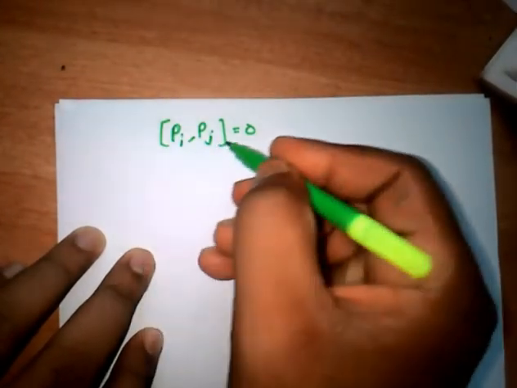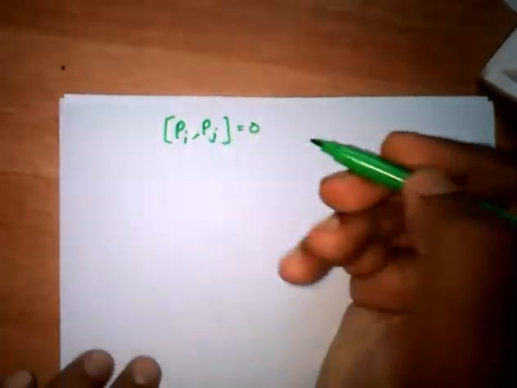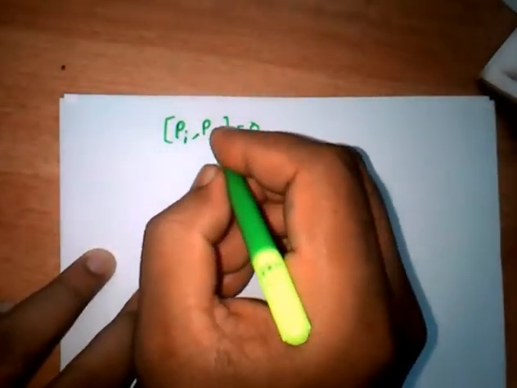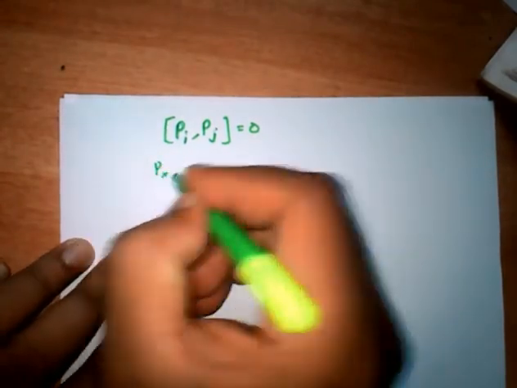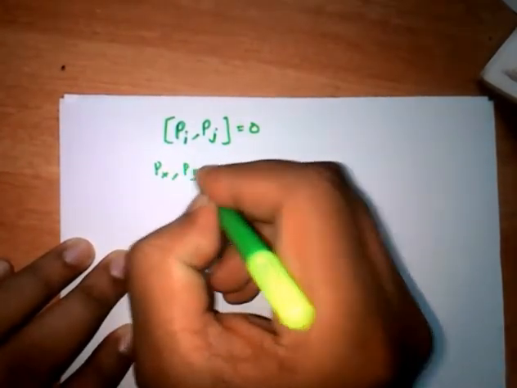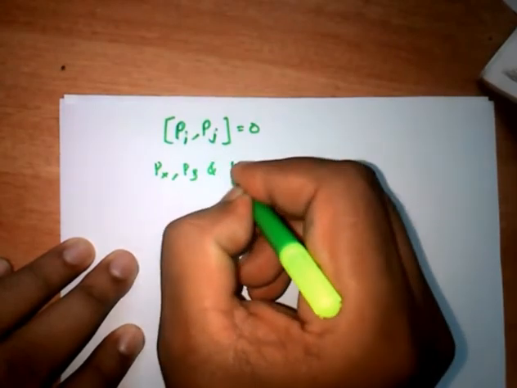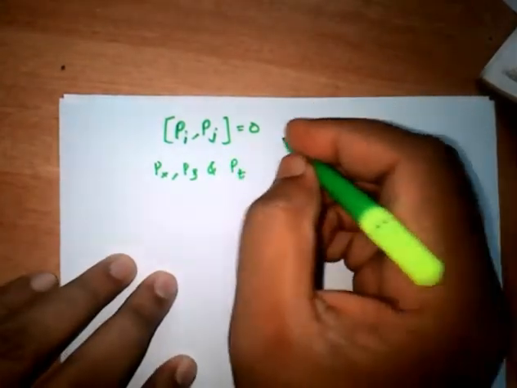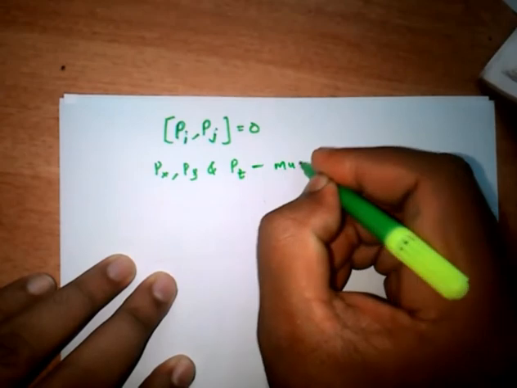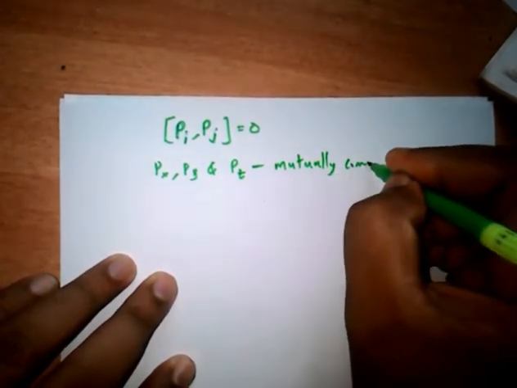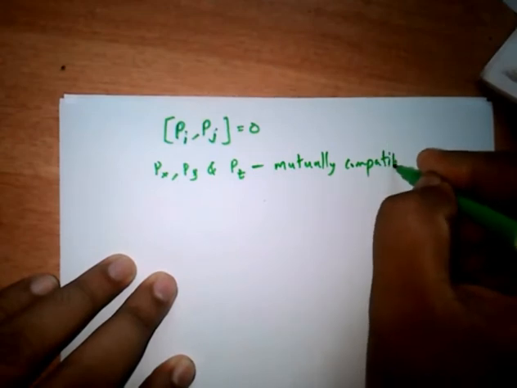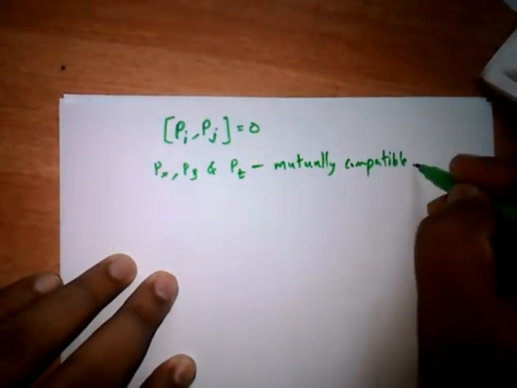We got the relation commutator of pi pj equal to 0. That implies that px, py and pz are mutually compatible observables.